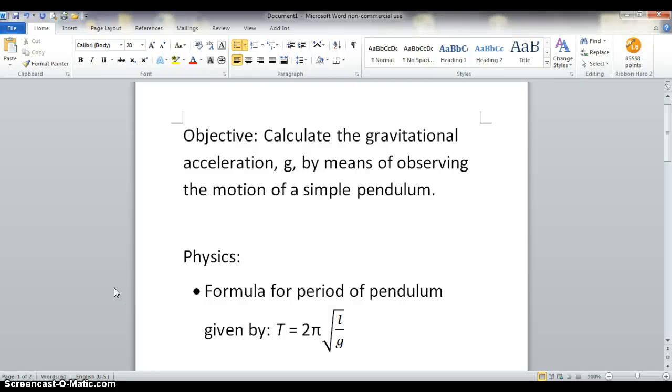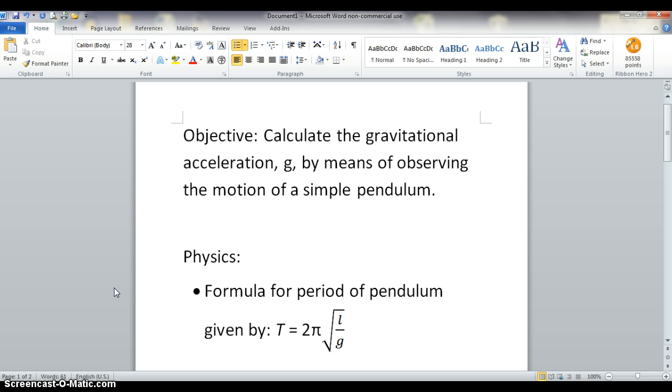Hey all, this is my final lab presentation on lab 5, which is to choose your own adventure. So for this lab, my adventure is to calculate the gravitational acceleration g by means of observing the motion of a simple pendulum. So the physics involved.